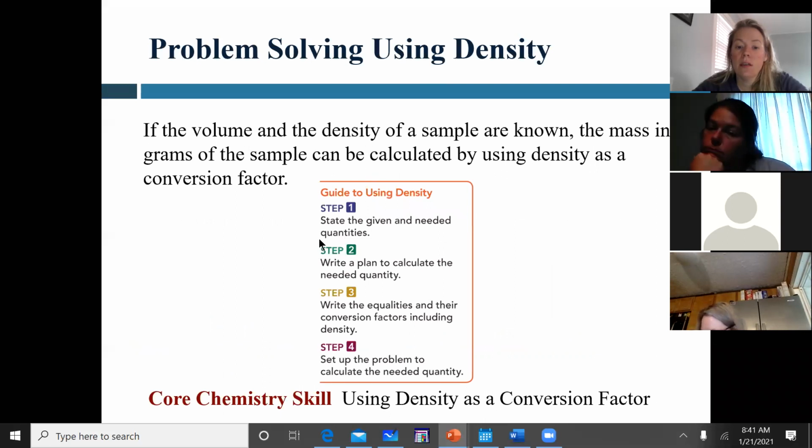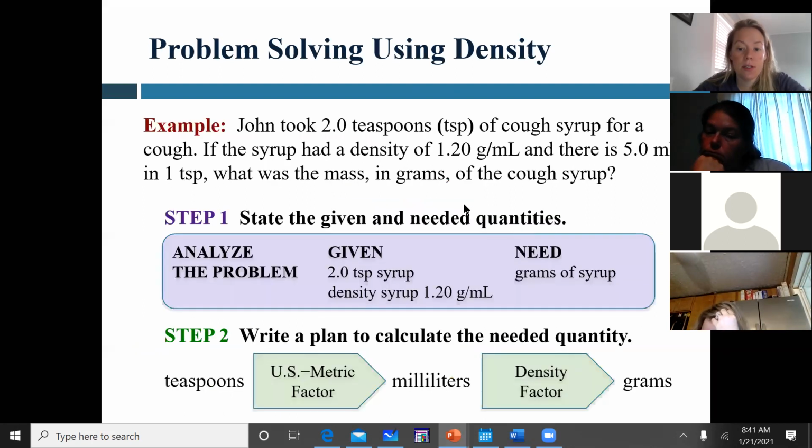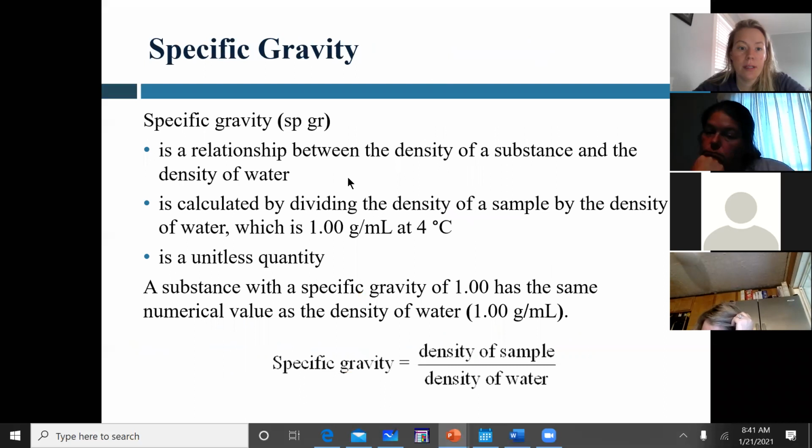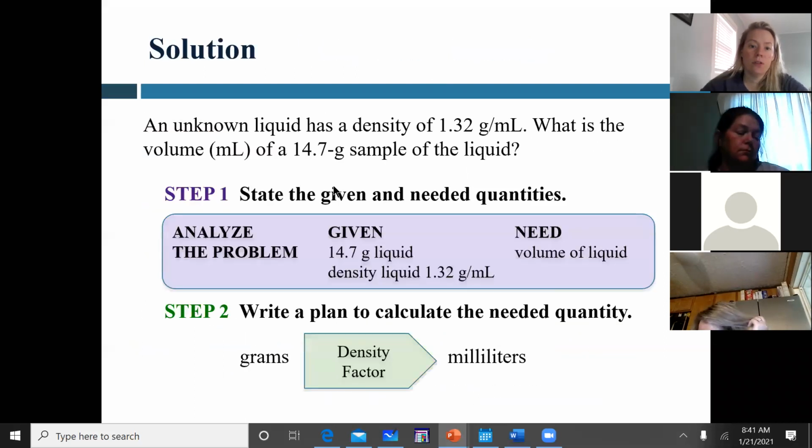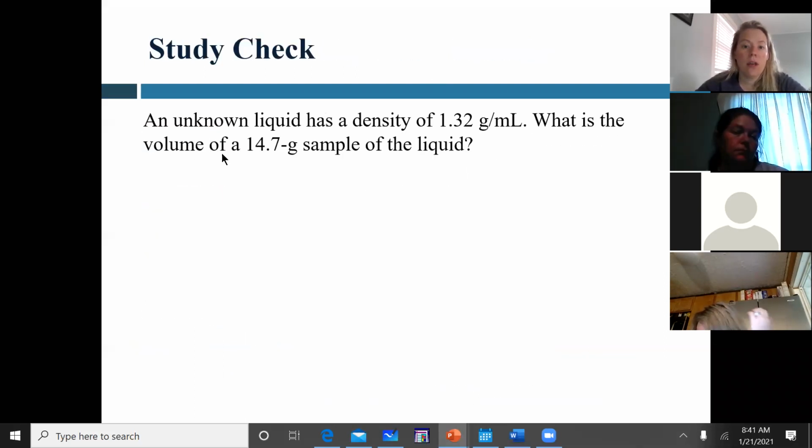So state the given, write a way to calculate it, use equalities with the density as your conversion factor to go from starting to end. I don't really like that problem very much. Okay, so let's do this one. An unknown liquid has a density of 1.32 grams per milliliter. What is the volume of a 14.7 gram sample of the liquid?